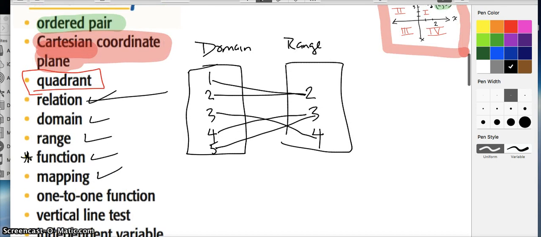Real quick, this is a function, but it's not one-to-one because notice 1 goes to 2 and 2 goes to 2. 2 in the range is connected with 1 and 2 of the domain. That's not okay for a one-to-one function.